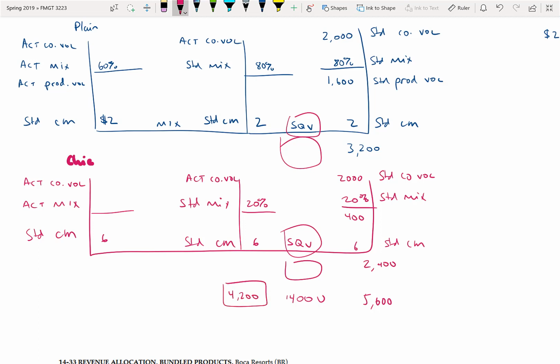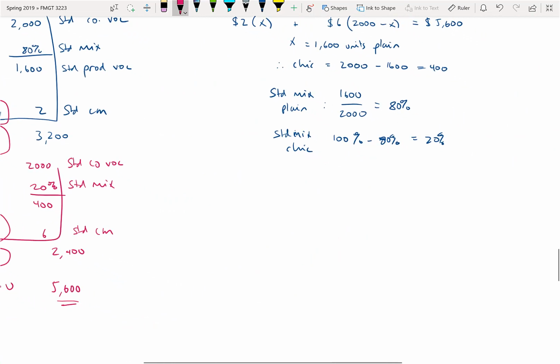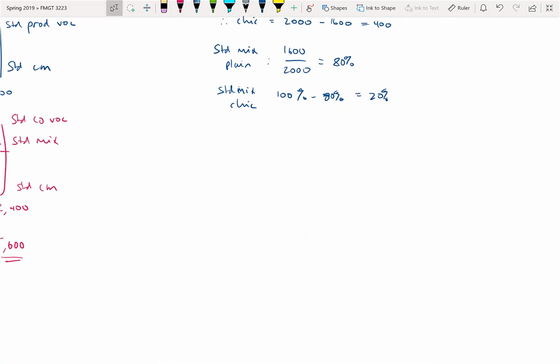If that's 1,400 unfavorable, we can then say that this must be $4,200. Right? That's the only way we're going to get a $1,400 unfavorable variance, if this is 5,600 and that's 1,400 unfavorable. Okay, so that becomes a very useful piece of information for us, because now we can start to work out a little bit more.